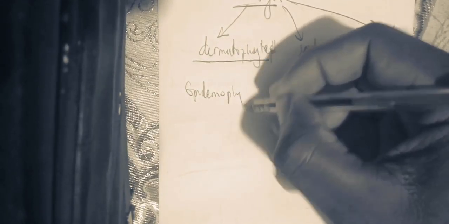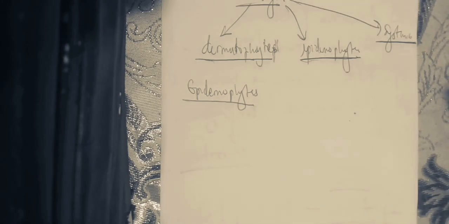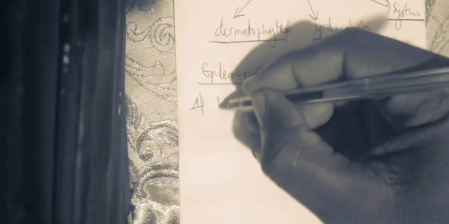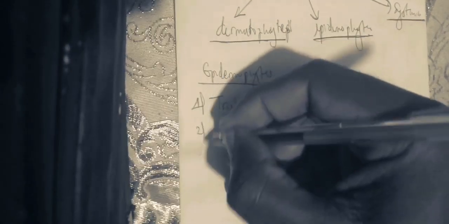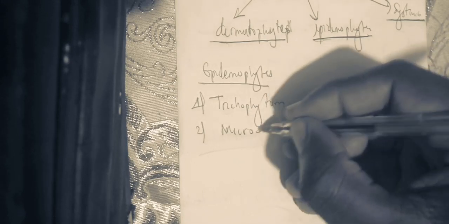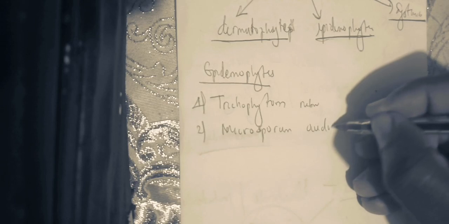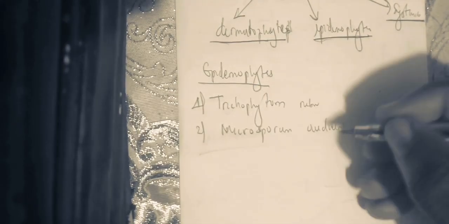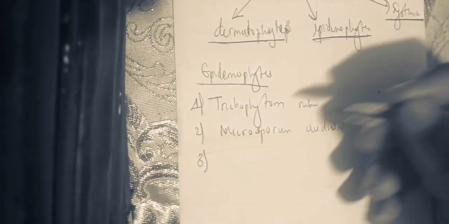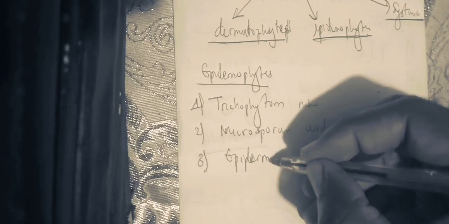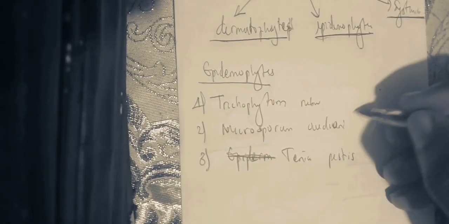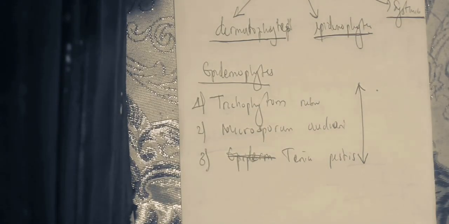Basically, the epidermophytes generally affect the epidermis of the skin, and there are different ones that do so. You have the trichophyton, like the trichophyton rubrum. The second one is the microsporum oduini. The third is the epidermophyton rubrum, and then the tinea pestis. Those are the three major microorganisms involved with the epidermophytes affecting the epidermis.